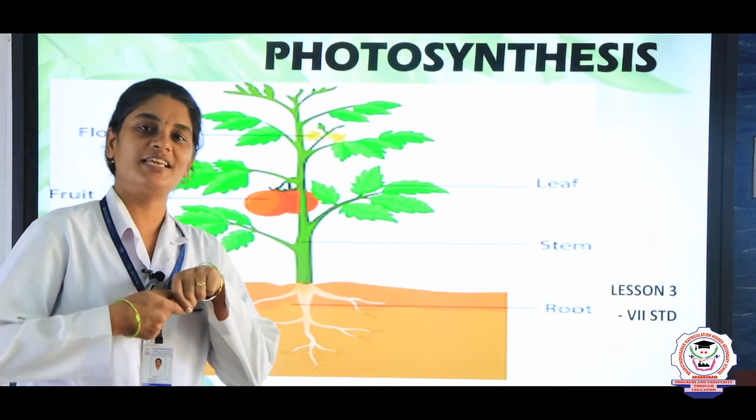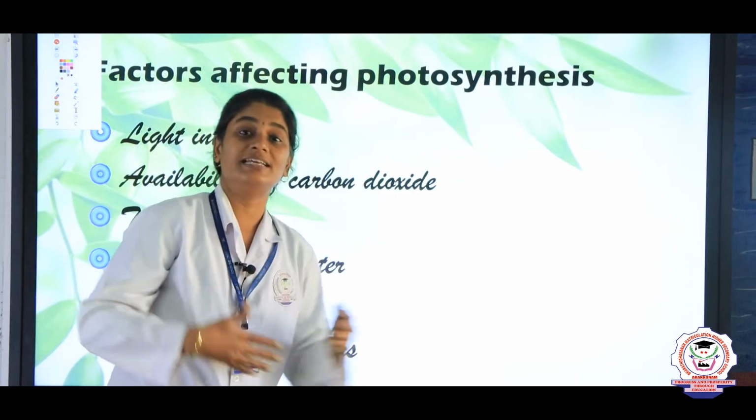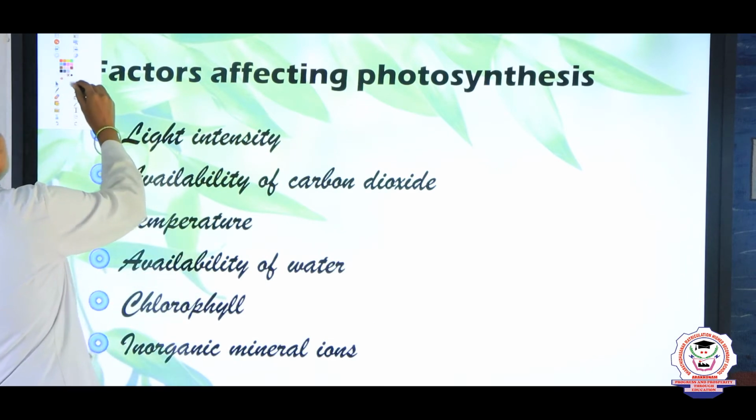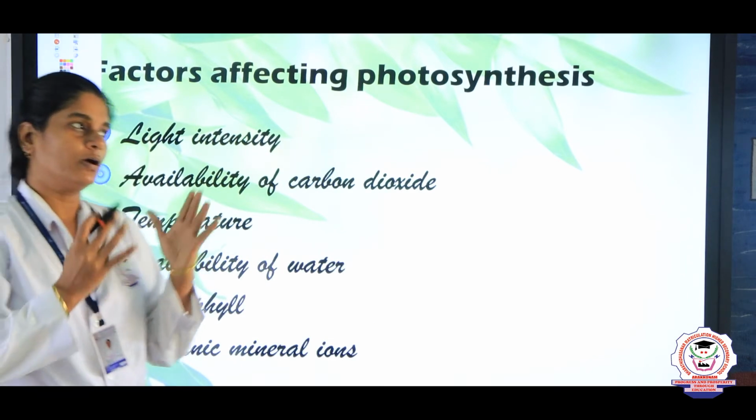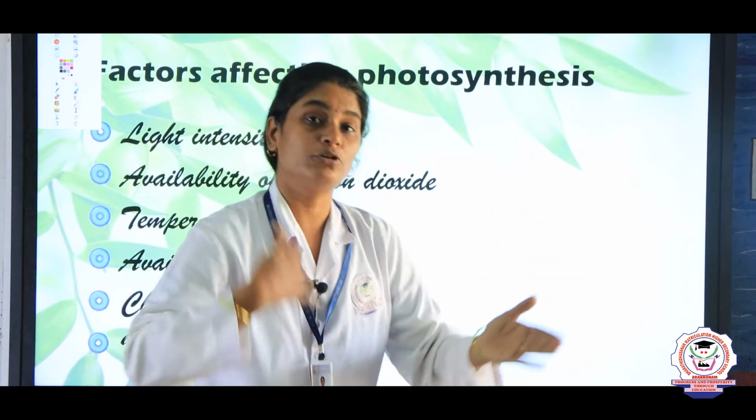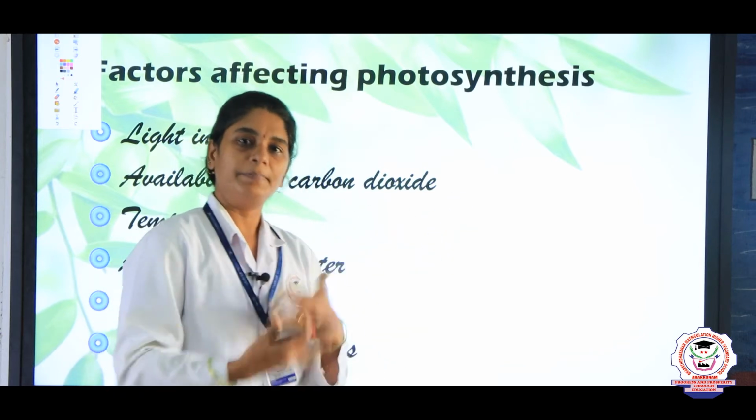Today we are going to see about photosynthesis. So, now we are going to see what are the factors that affect photosynthesis. Okay. So, we can say easily, when there is no sunlight, no photosynthesis takes place, but when photosynthesis is taking place, there are some factors that will affect the preparation of the food.